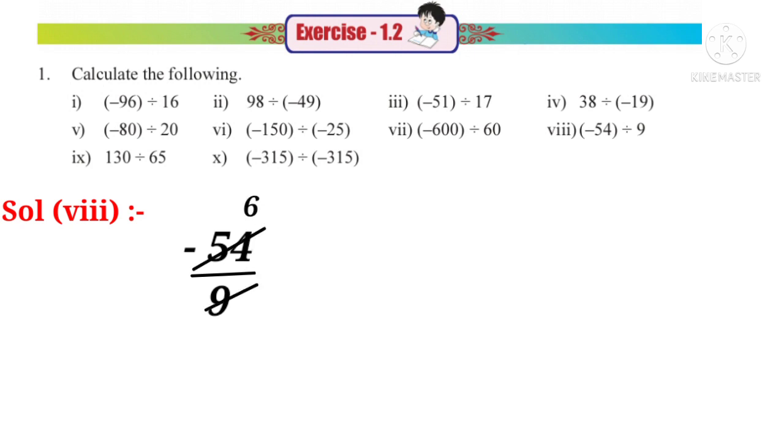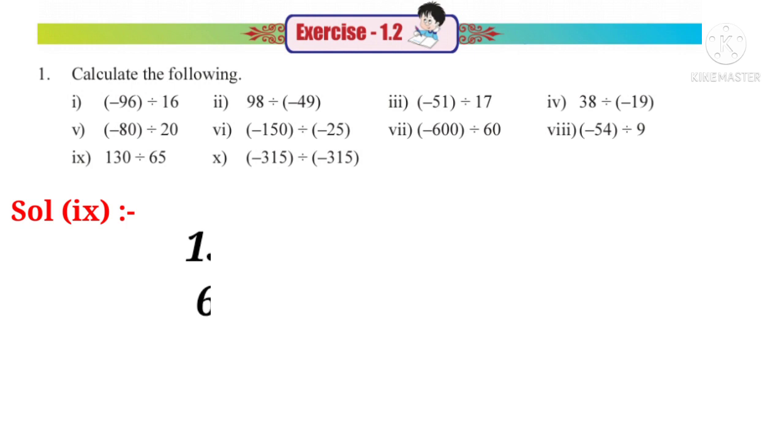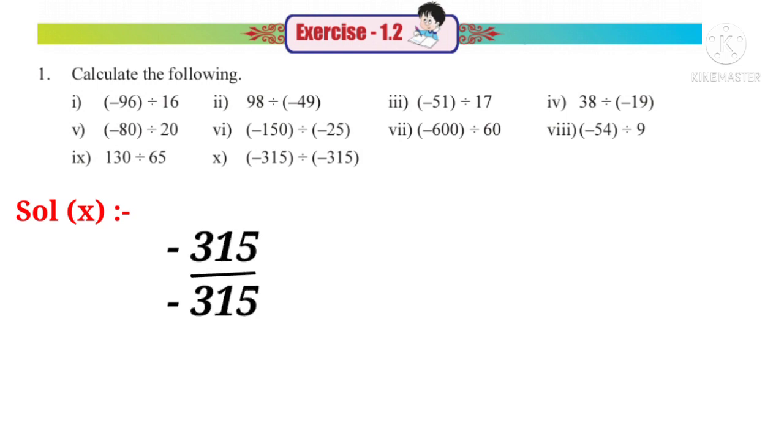On simplification by 9, 9 6 ja, that is equal to minus 6. Solution 9. 130 divided by 65. Plus divided by plus is plus. On simplification by 65, 65 2 ja, that is equal to 2. Solution 10. Minus 315 divided by minus 315. Minus divided by minus is plus. On simplification by 315, 315 1 ja, that is equal to 1.